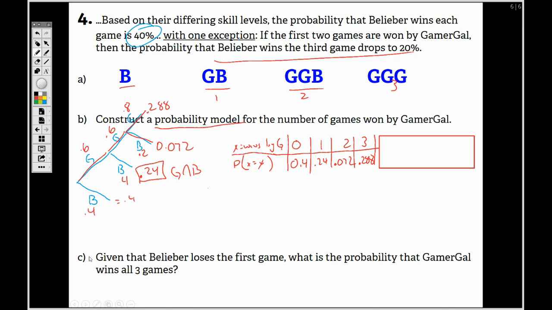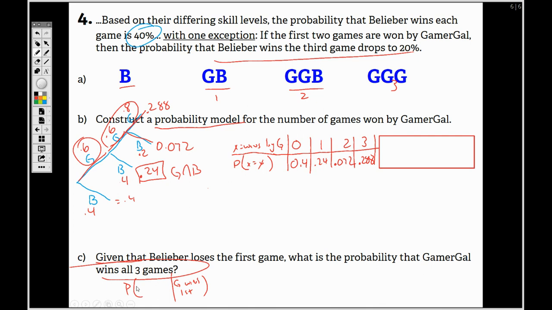Now, we did that, and then it says, given that Belieber loses the first game. So normally when I do this, okay, probability that something happens given, we're going to say G wins first, or B loses first, or however you want to do it. Well, if G wins the first game, we're on this branch, right? And we want to know the probability that Gamer Gal wins all 3 games. Well, we're left with the other 2 because it's given that this already happened. So we can see it visually by looking at this tree diagram and saying, given that this happened, what's the probability these happened? Well, it's just going to be 0.6 times 0.8.